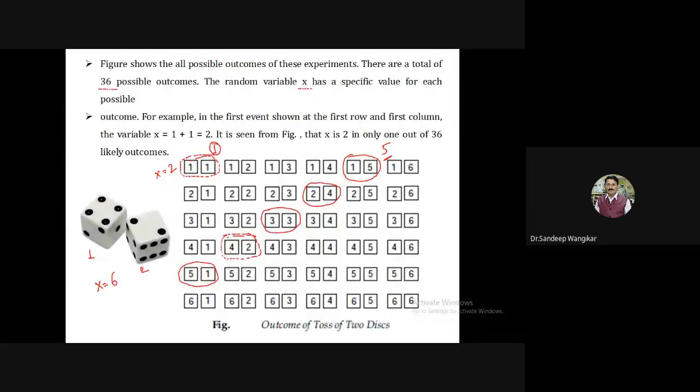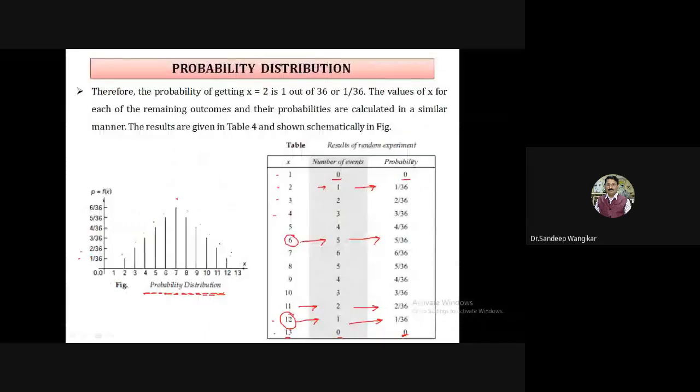So what will be the addition, how many times will you get it, the number of events, and what is the probability? It is mentioned here. Number 2 appears 1 time, probability 1 by 36. Number 6 appears 5 times, the probability is 5 by 36. Number 11 appears 2 times, probability is 2 by 36. Number 12 appears only one time, 6 plus 6, probability is 1 by 36. So this table is nothing but our probability distribution table.